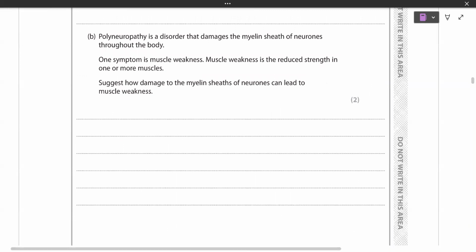Polyneuropathy is a disorder that damages the myelin sheath of neurons throughout the body. One symptom is muscle weakness. Muscle weakness is the reduced strength in one or more muscles. Suggest how damage to the myelin sheath of neurons can lead to muscle weakness.